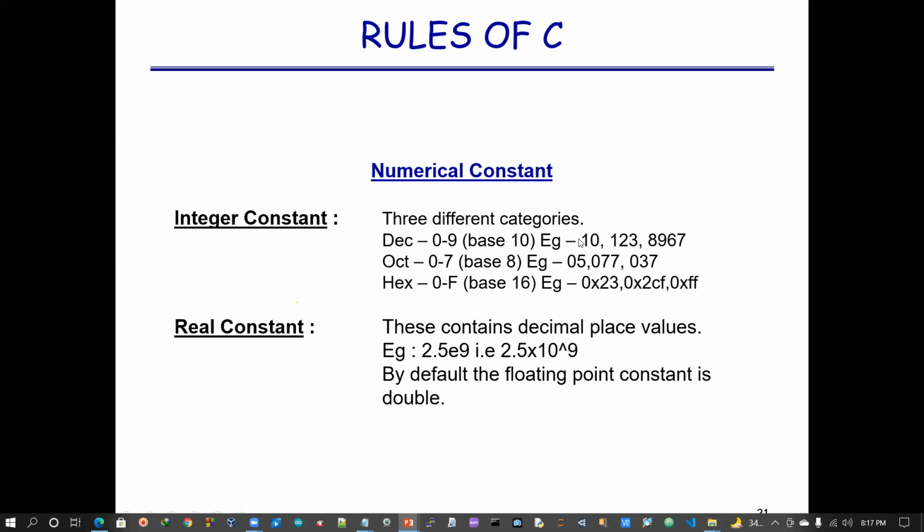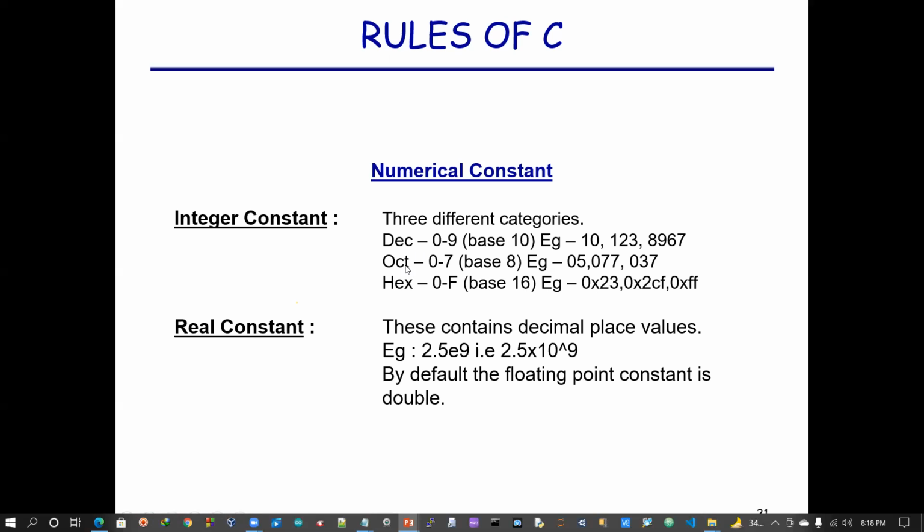You have to use some prefix here, 0x. 0x means the compiler understands that you are not supplying the information in the decimal format, but in the hexadecimal format. Got my point? 0x23. 0x is just the identifier, the prefix for the compiler to understand that you are supplying the information in hex format, not in the normal decimal format.